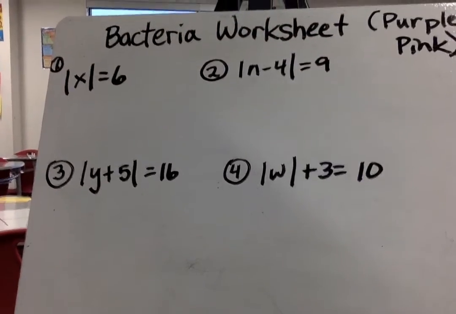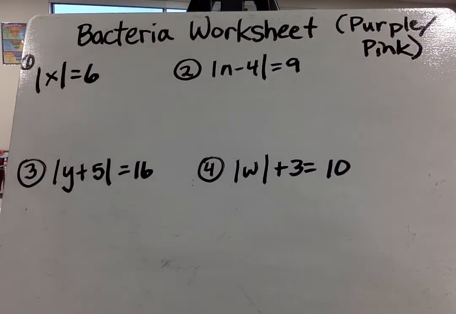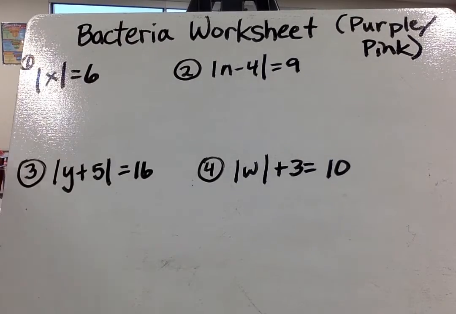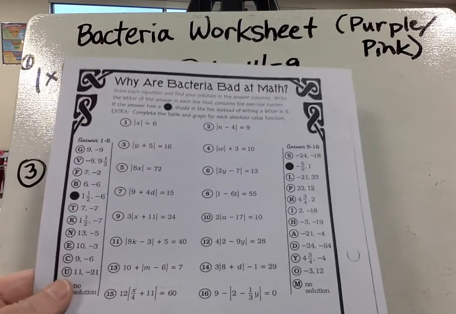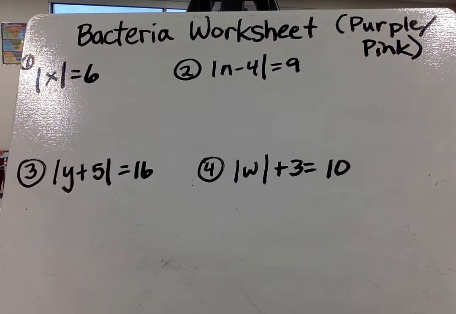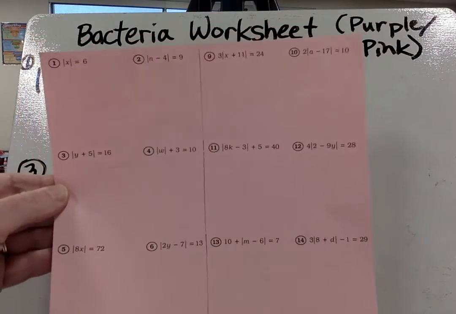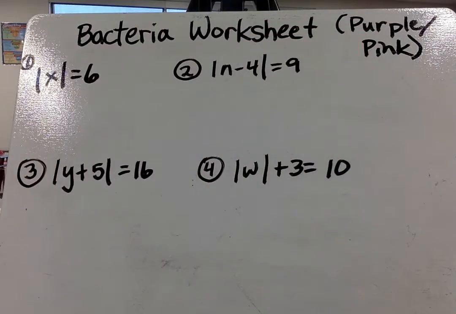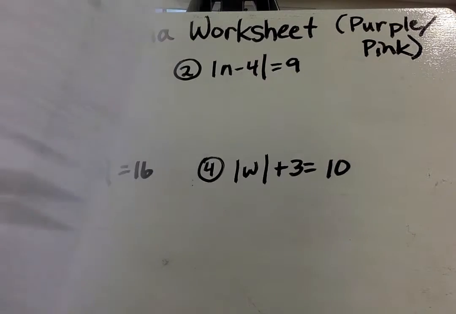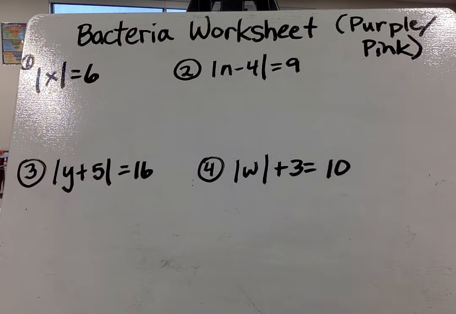There's your purple and also a pink worksheet. Here's your purple one that looks like this, but I wanted to give you more space, so I rewrote some of the problems so you could show your work on this paper and then put your final answer on this paper. So we start out with absolute value of x equals 6.